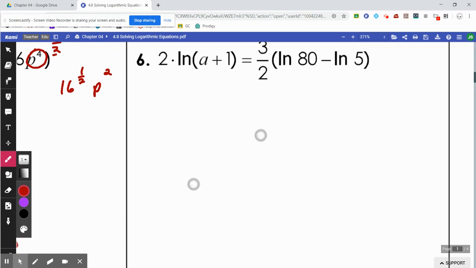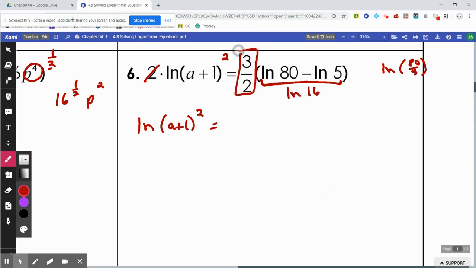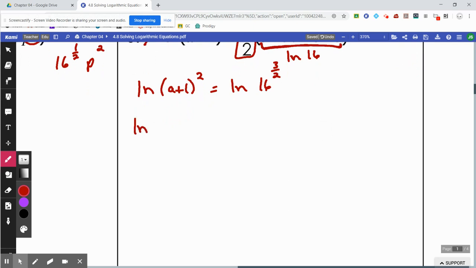First thing we need to do is let's go ahead and condense this on the inside. And we can go ahead and move this 2 up to a power. So we have the natural log of a plus 1 squared equals the natural log of 80 minus the natural log of 5 would be the natural log of 80 over 5. So that'd be the natural log of 16. Now this can actually come up into a power, and that'd be the natural log of 16 to the 3/2 power, and that will clean up again. So let's do that. Natural log of a plus 1 squared equals the natural log 16 to the 3/2.